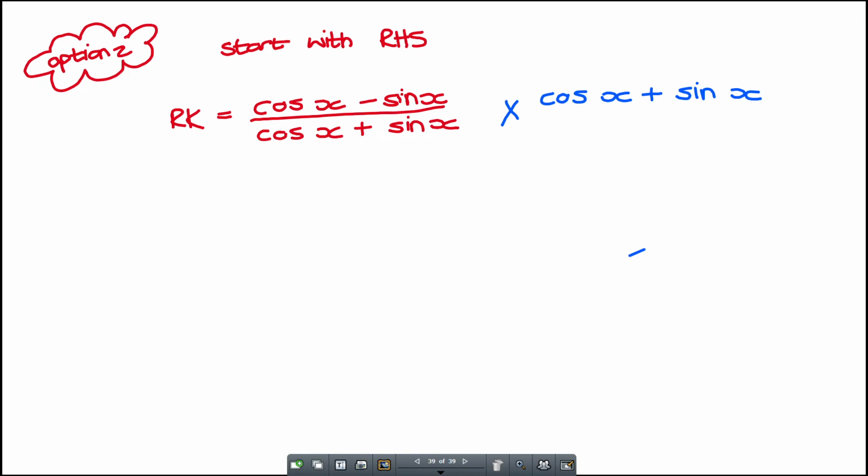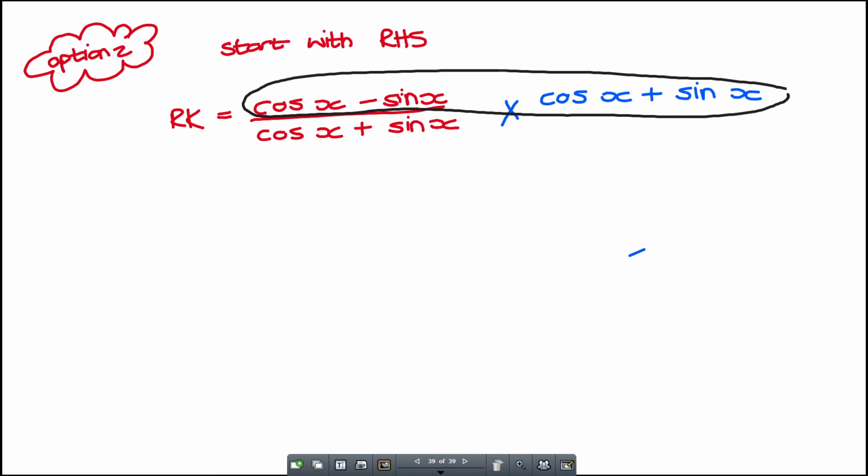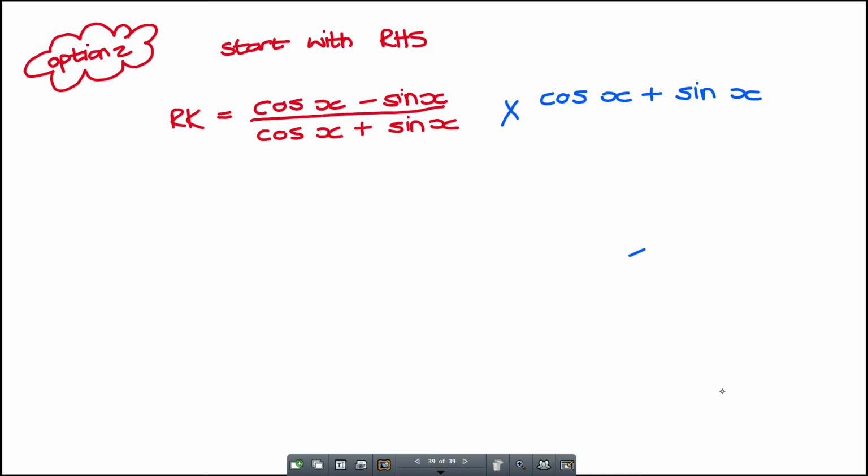Because if I multiply this top part, I'm going to get the opposite of the difference of two squares, like what we did at option 1. Do you guys see that? Yeah. Okay, great. So that would eventually give me cos squared x minus sin squared x. Do you guys understand? Okay, so that's how I decided to choose that specifically.